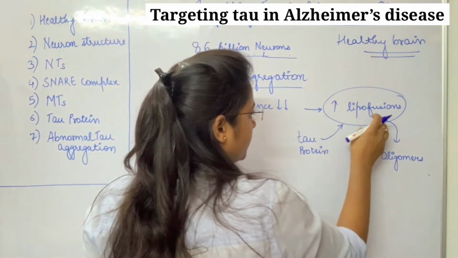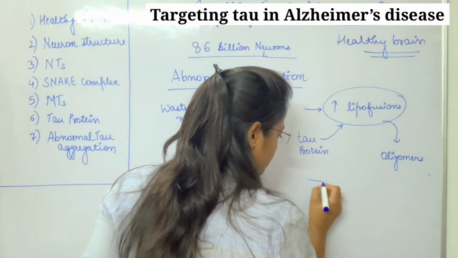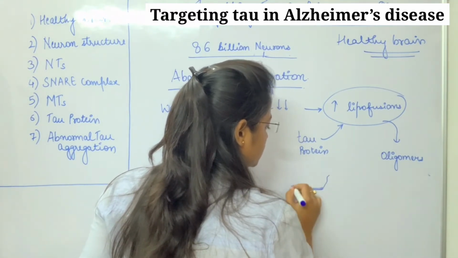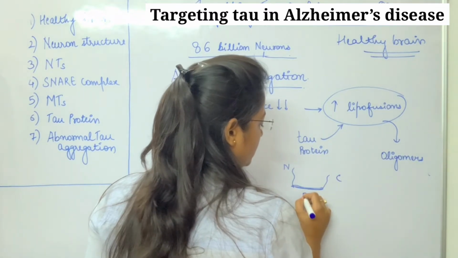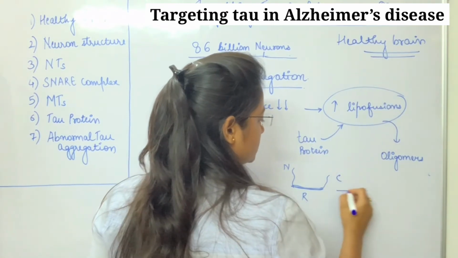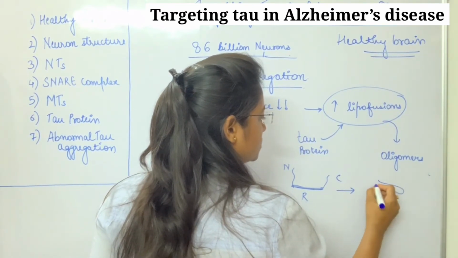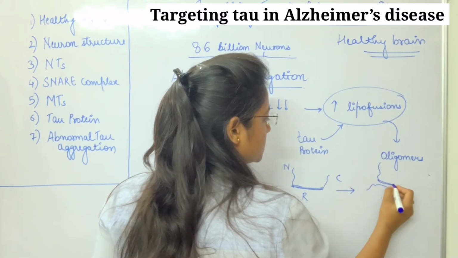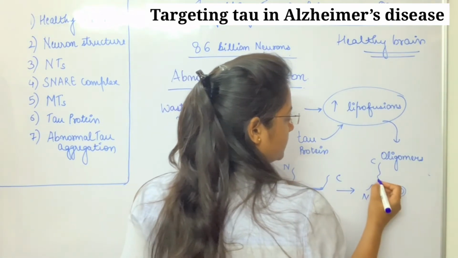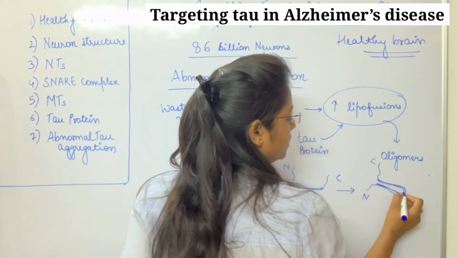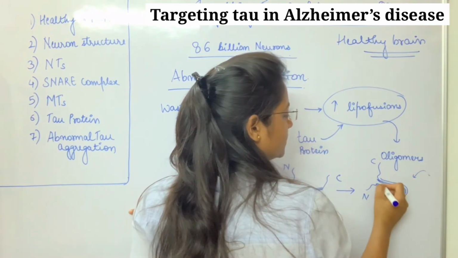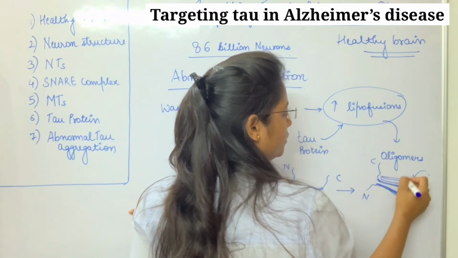When tau protein binds to lipofuscin, what exactly happens is, earlier the structure of tau was this: this was the repeat domain, this was the N-terminal and this was the C-terminal. Now after this binding of tau protein with the lipofuscin, the structure changes to a hairpin-like structure. So this is now the repeat domain, this is the C-terminal and this is the N-terminal. Now it forms a curved structure. Due to this, the other tau proteins stack over this and form oligomers.